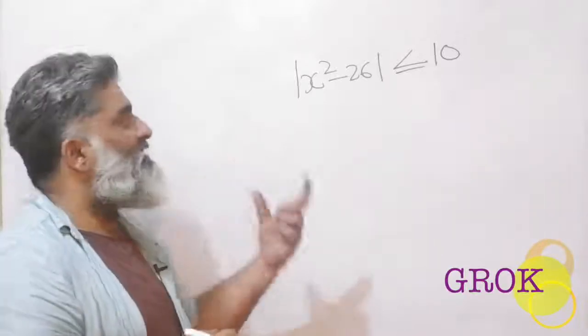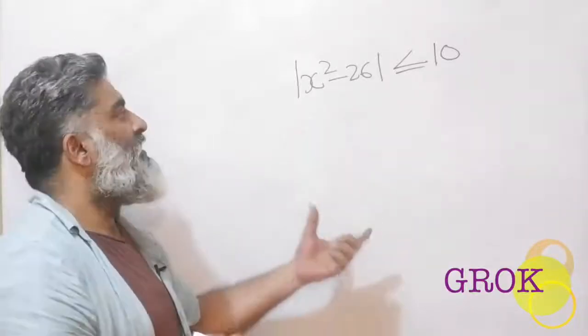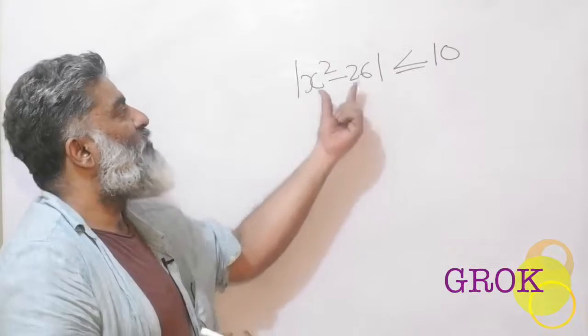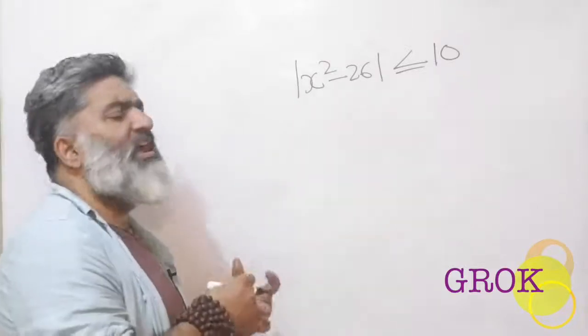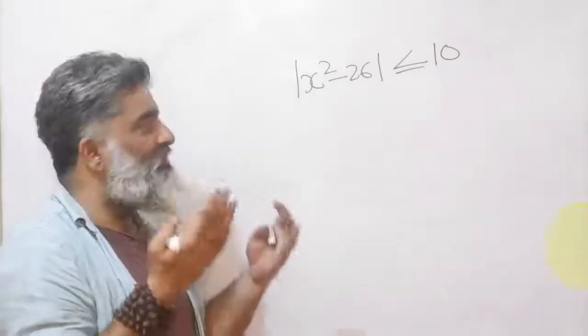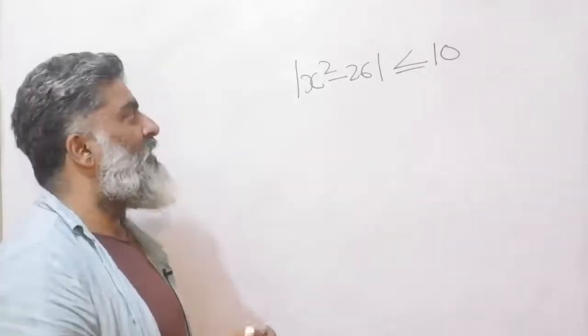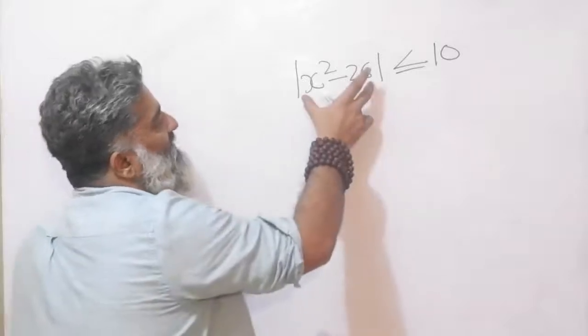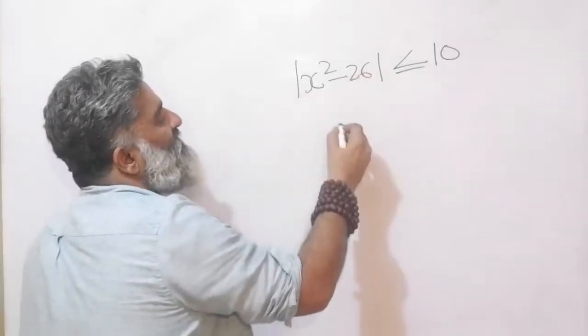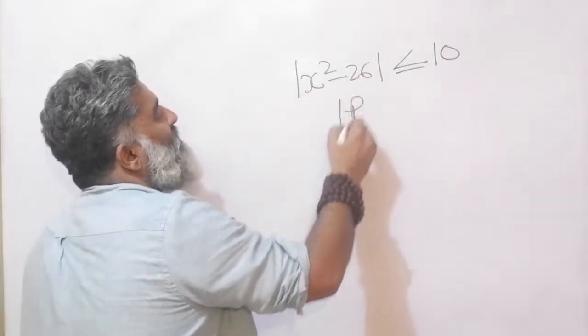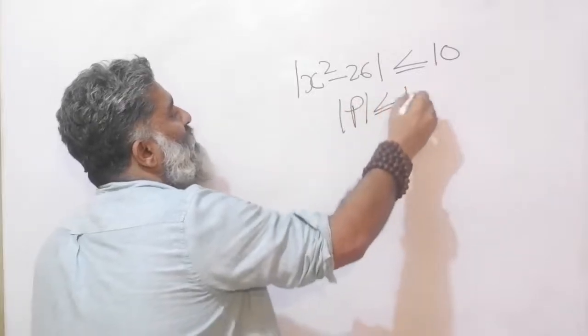So let's take that same idea and apply it in this story. Now this time inside the mod there is a quadratic. Of course I can solve it the standard way, and hit pause and obviously try that by yourself as well, just for alternate practice. But instead of this x square minus 26, what if I just write a p? So mod of p is less than equal to 10.